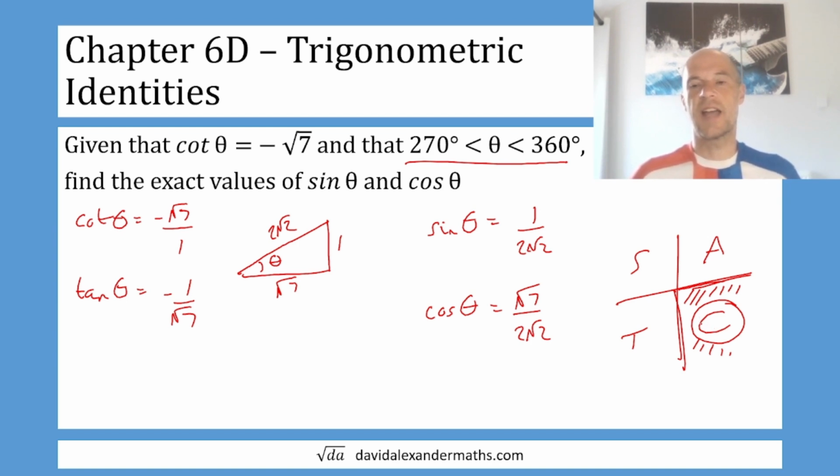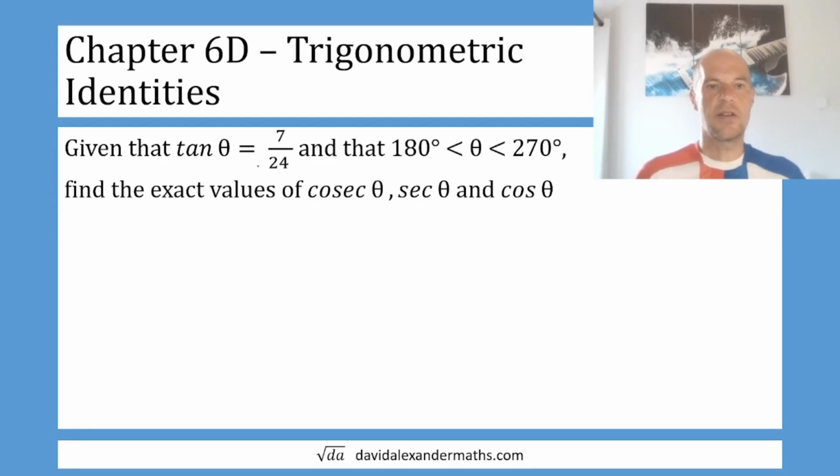Sine and tan are negative, and we can see that tan is negative. Well, tan is just negative root 7 flipped, still negative though. So cos is positive, so the cos of theta is positive root 7 over 2 root 2, but sine is also negative in this quadrant, so actually it will be negative 1 over 2 root 2, and we are done there. Okay, so another fairly similar one.